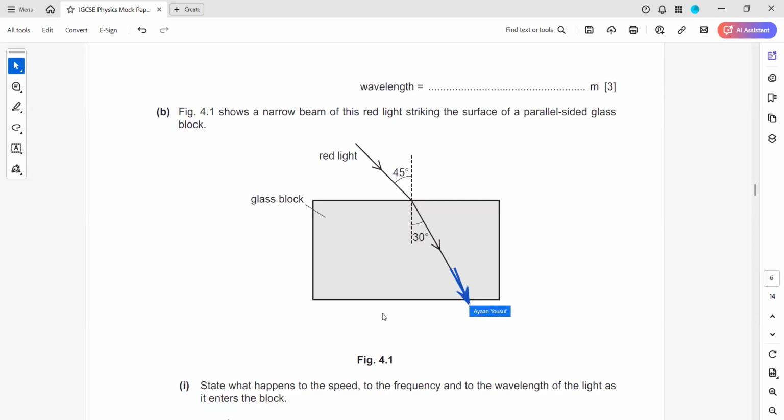On your calculator, you will have a mode. It shows degree or radian. You press shift mode.